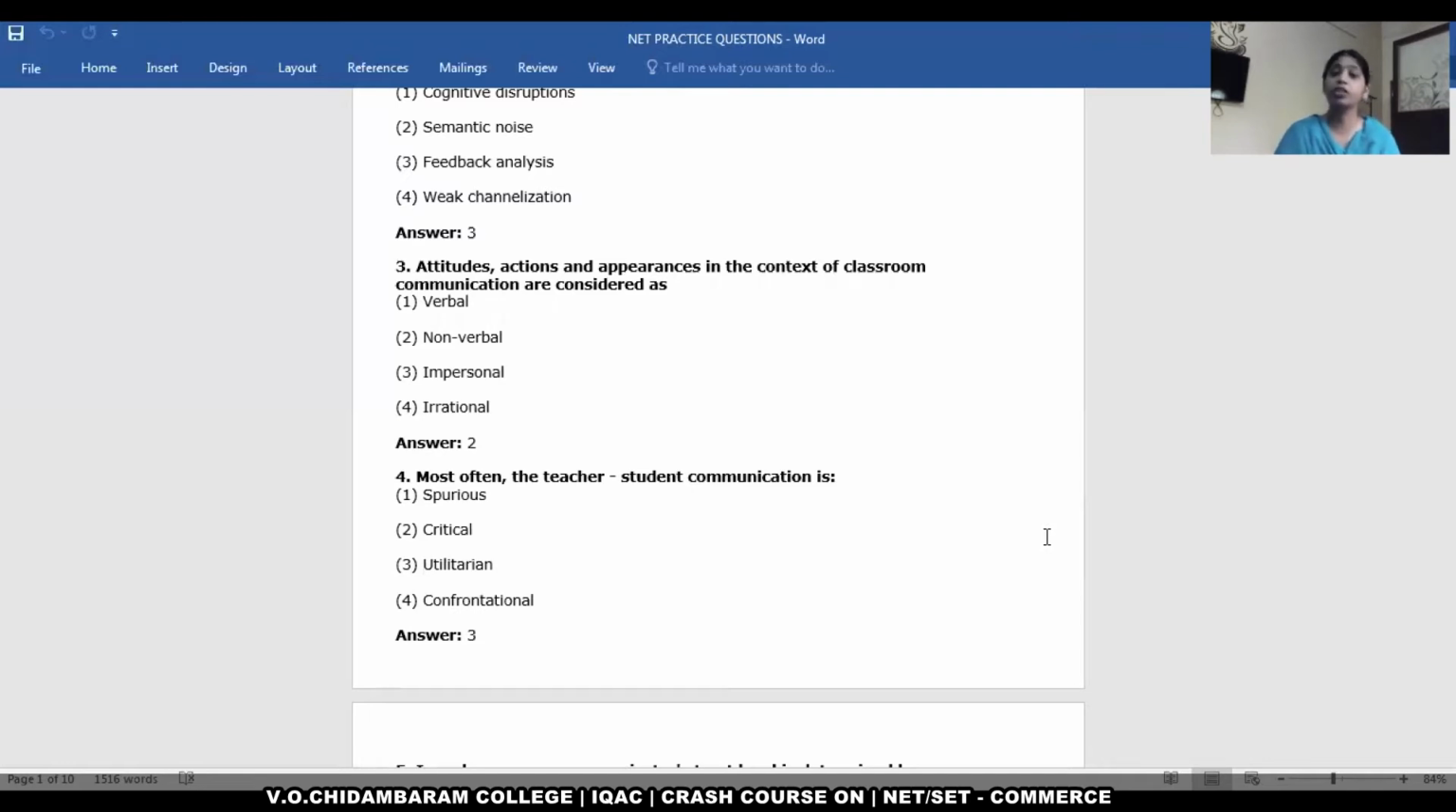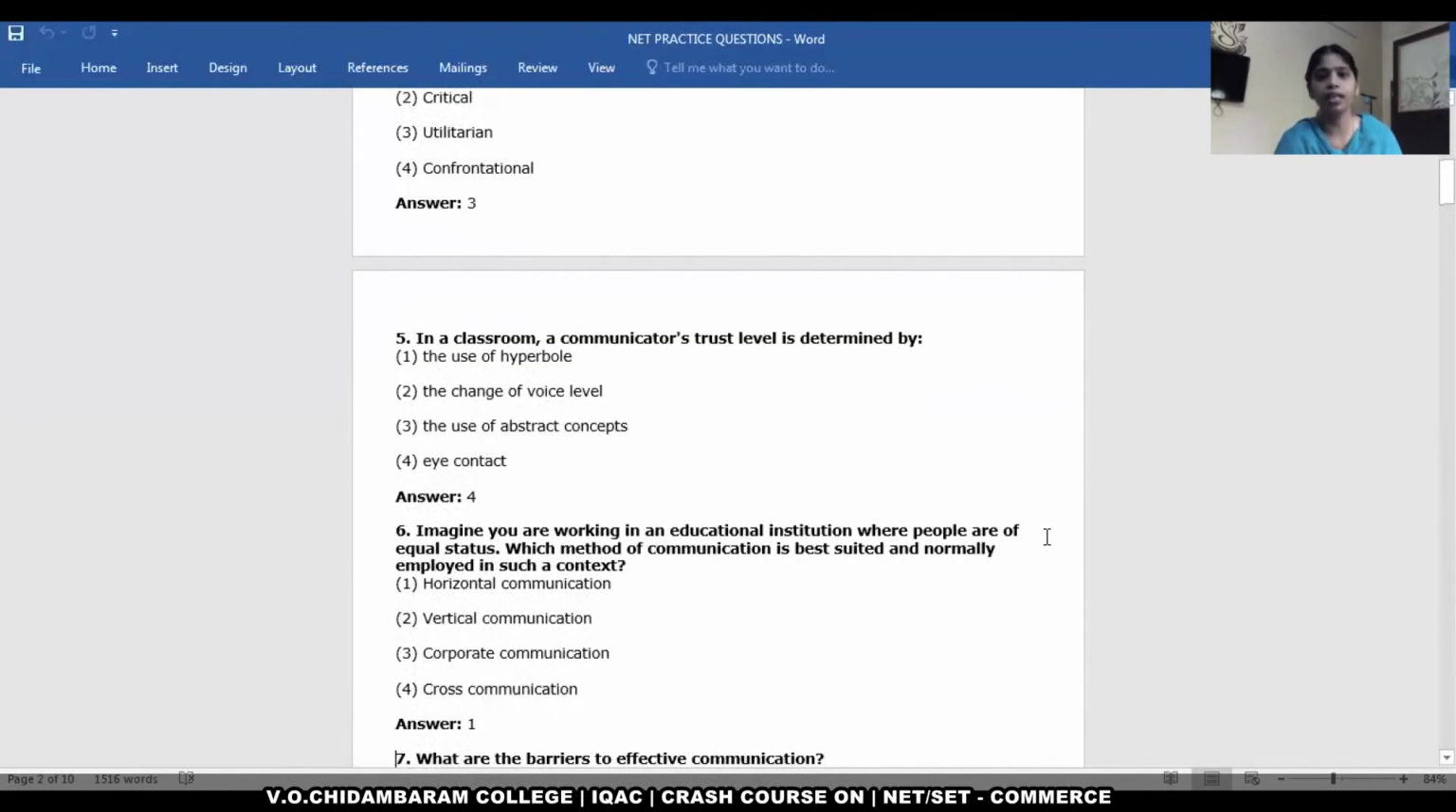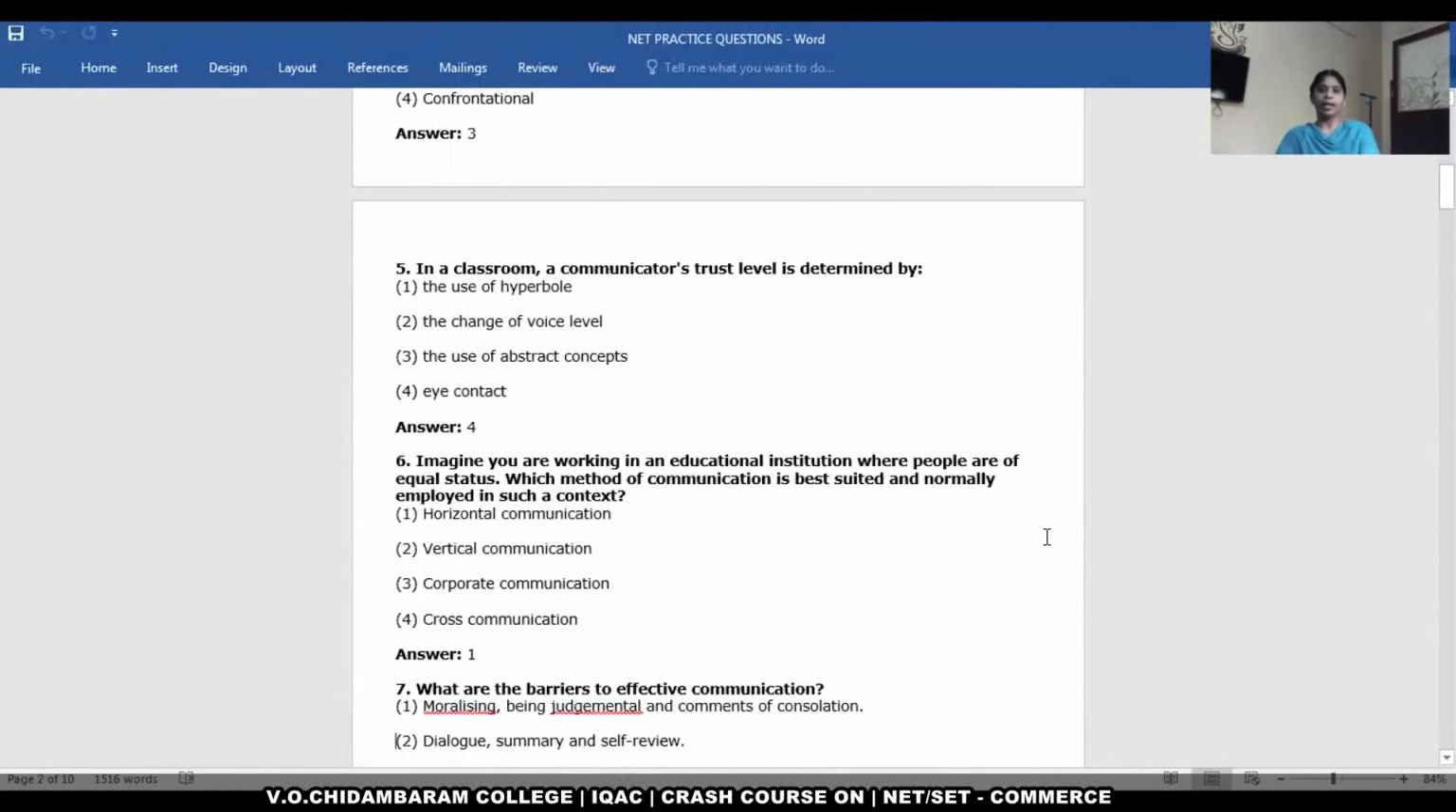So the answer given is utilitarian. Of course, the teacher-student communication will be reasonable, practical, sensible, effective, right? So this is the right answer. Now the next question. In a classroom, a communicator's trust level is determined by... so how we gain trust, how it is determined. If one is communicative, I am communicating. How do I gain trust?